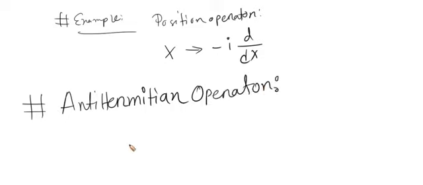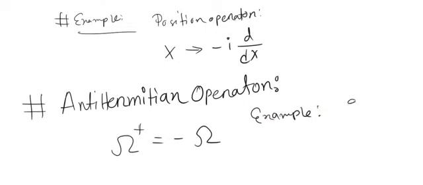An anti-Hermitian operator, let's say you have an operator omega. This is anti-Hermitian if you dagger it, that is if you take the adjoint of it, you pick up a minus sign and the omega itself. So this is an anti-Hermitian operator. And an example would be the derivative operator itself.